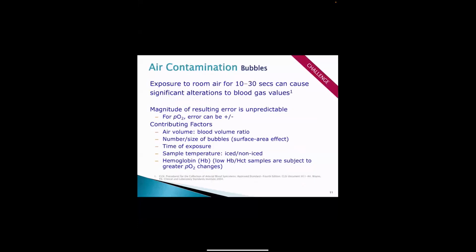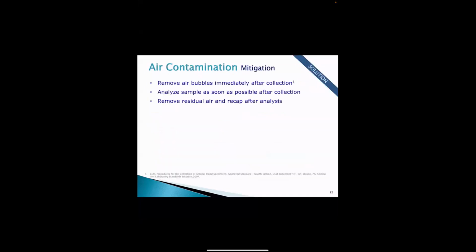The second challenge for pre-analytical error is air contamination or bubbles. In practice, sample exposure to room air for 10 to 30 seconds can cause significant change to the blood gas values. The degree of bias or resulting error is unpredictable, and it can give a positive bias or a negative bias. There are several factors that affect the blood gas result, as you can see here in the slides. But the most important is how to solve this and how to avoid air contamination.